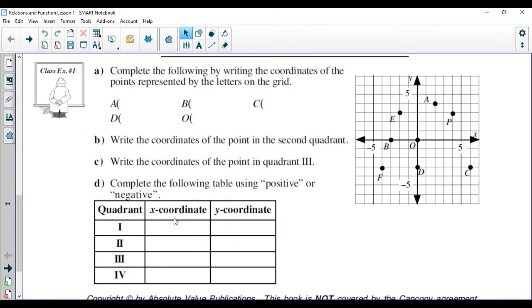Okay, so jumping straight down to the first example, it says complete the following by writing the coordinates of the points represented by the letters on the grid. When we write down points, we want to identify their position on the Cartesian plane. We do it in the form of an ordered pair. So an ordered pair has your x-coordinate first and your y-coordinate second.